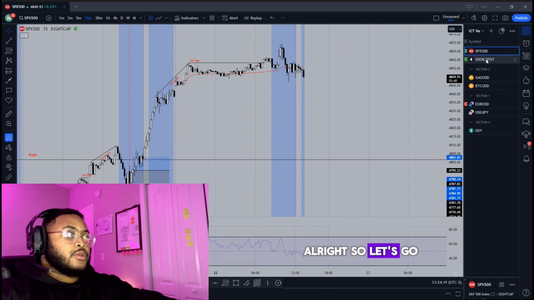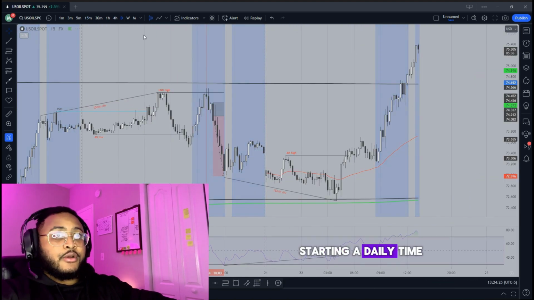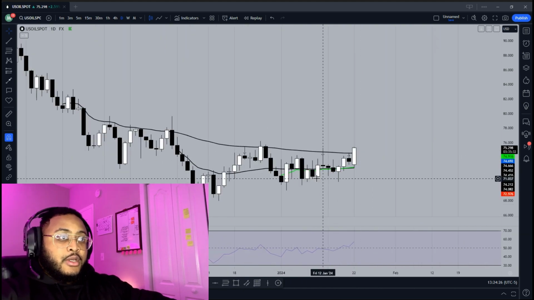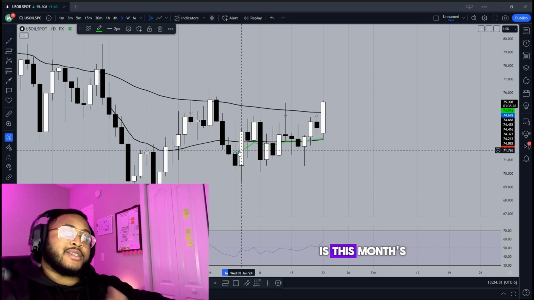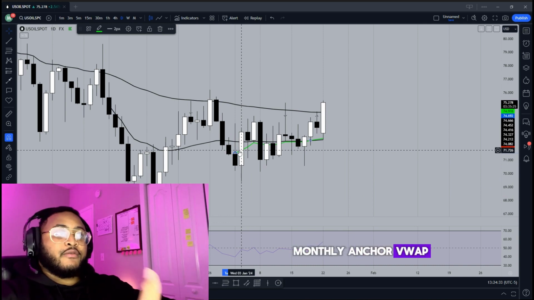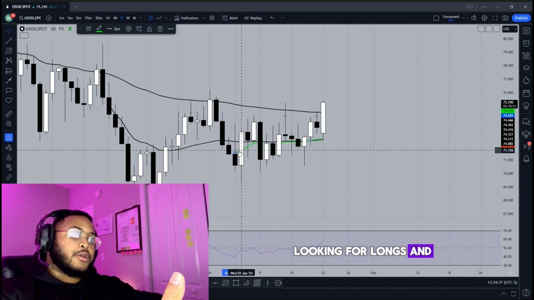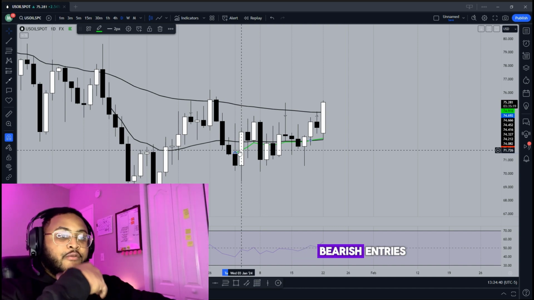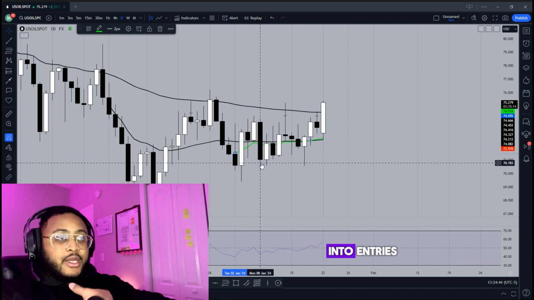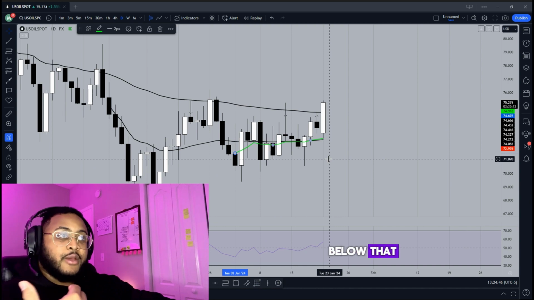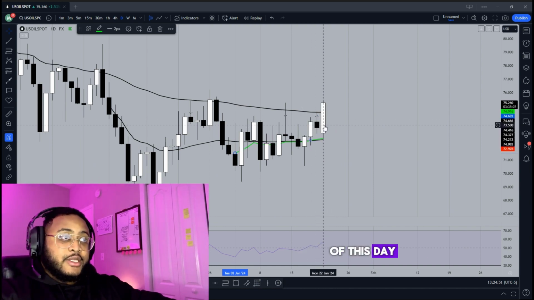All right, so let's go to US oil, start on the daily time frame again. So this green line is this month's monthly anchor VWAP, which gives me my bias. So if price action is above it, I want to be looking for longs, and vice versa for shorts or for bearish entries, or thinking that the market could go lower. I would be getting into entries if price action was below that. But in this case, price action is above it at the beginning of this day.